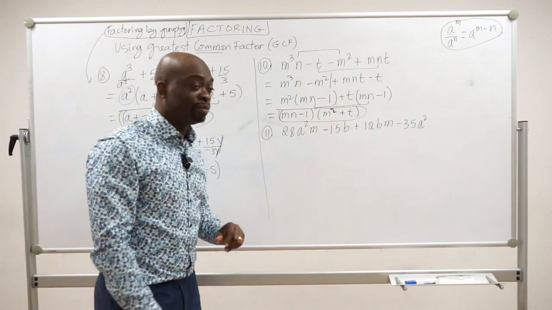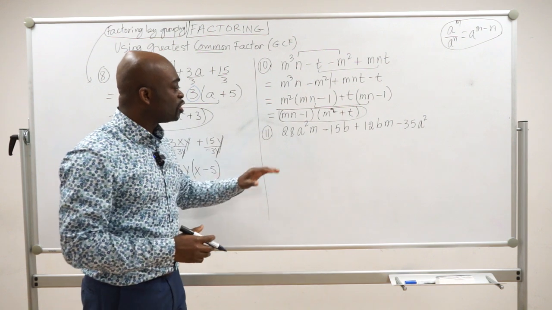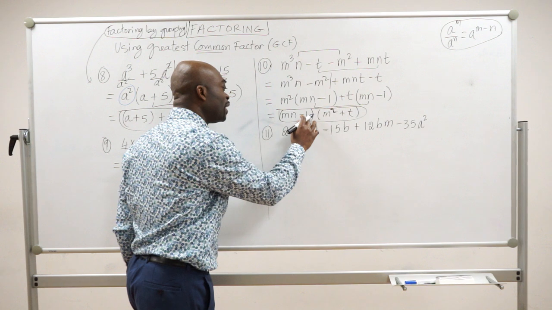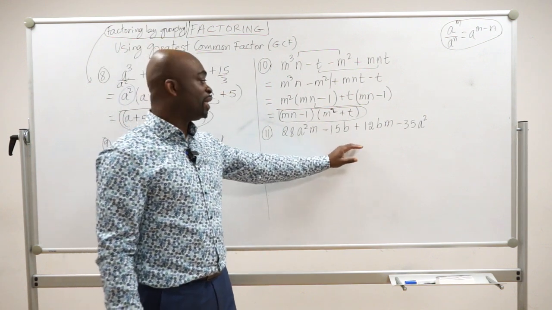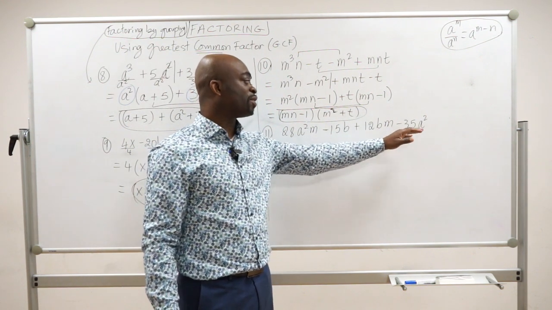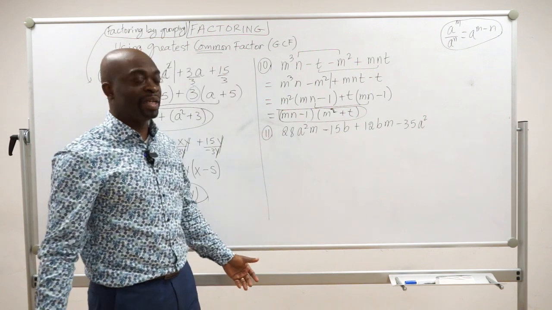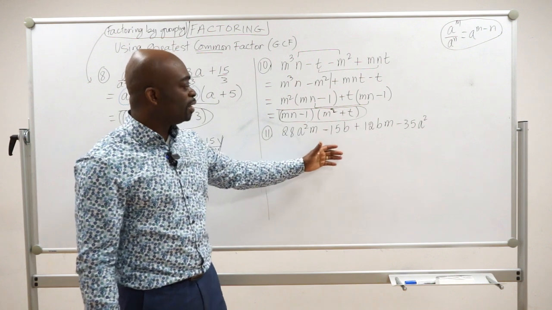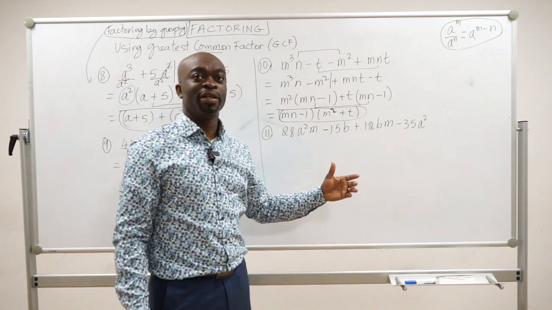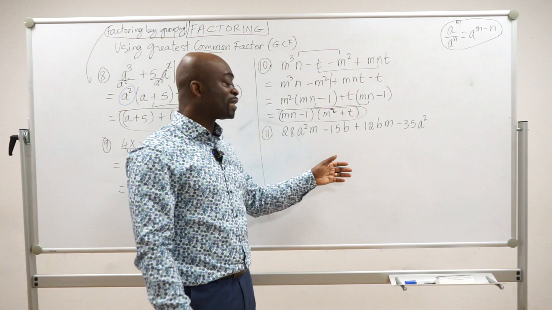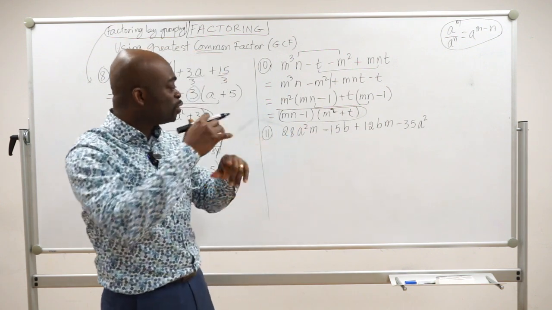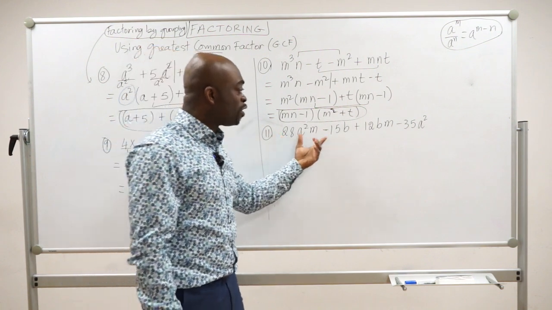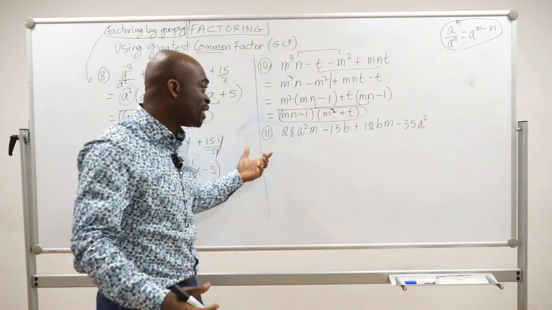Okay? Now, the last one here, question number 11. So you have 28a squared m minus 15b plus 12bm minus 35a squared. So same thing here, you look at it and then you say to yourself, okay, so if I split up in the middle, am I going to be able to factor it by greatest common factor and do my work? And then sometimes just like, no, I cannot. So I have to work things out when I can shift the things out. It could be that the first and the last can be put together, like in this case, for example.